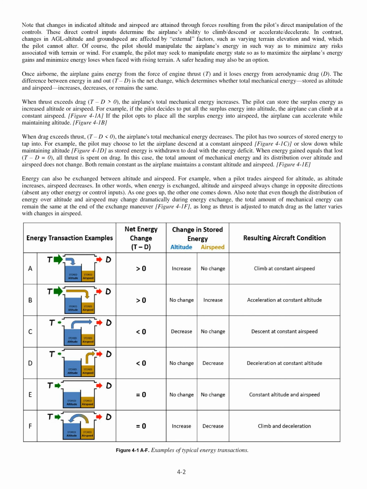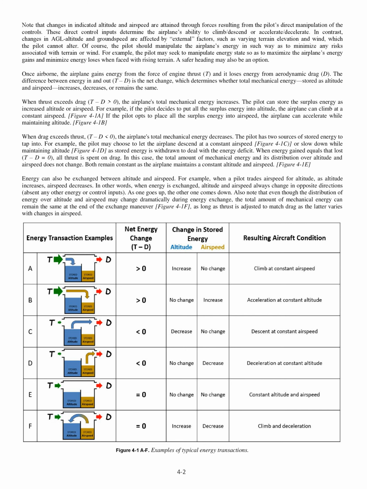For example, if the pilot decides to put all the surplus energy into altitude, the airplane can climb at a constant airspeed. If the pilot opts to place all the surplus energy into airspeed, the airplane can accelerate while maintaining altitude. When drag exceeds thrust, T minus D less than 0, the airplane's total mechanical energy decreases. The pilot has two sources of stored energy to tap into. For example, the pilot may choose to let the airplane descend at a constant airspeed or slow down while maintaining altitude as stored energy is withdrawn to deal with the energy deficit.